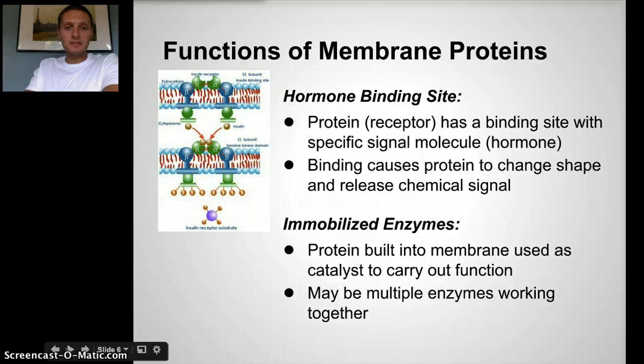An immobilized enzyme is a protein built into the membrane, and it's used as a catalyst to carry out a function. Sometimes that can be multiple enzymes working together at the same time. It could be one, it could be multiple, but it's a protein that's within the membrane, and it helps to carry out some specific function that the cell is responsible for completing or doing.